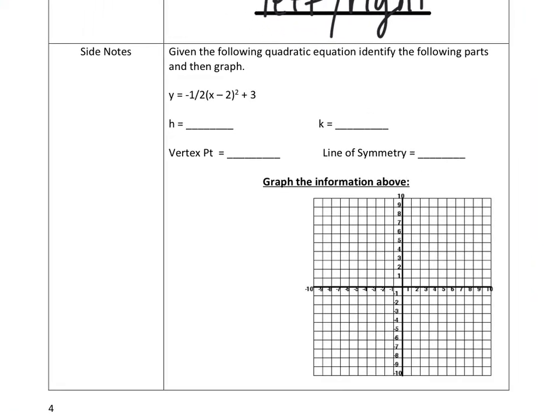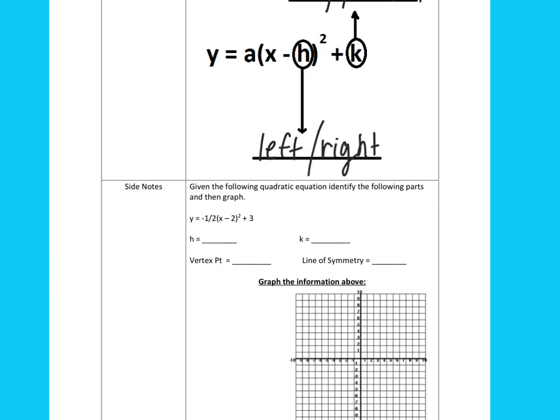I want you to go ahead and graph this one. Tell me H, tell me K, tell me that vertex, which is just H and K. The line of symmetry. Use a table and graph it. Okay, what's H? 3. Oh, wait. H is 2. What's K? 3. Vertex is 2, 3.